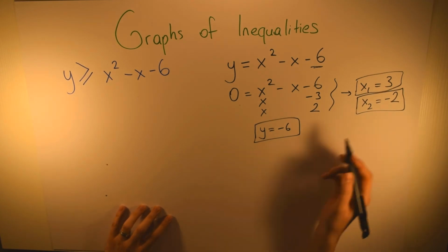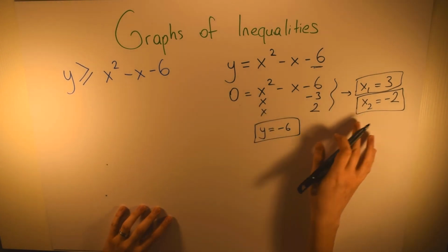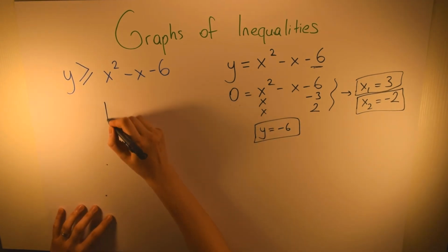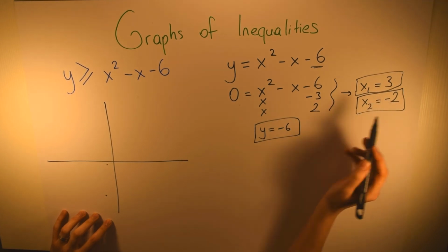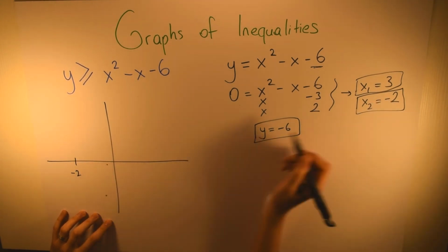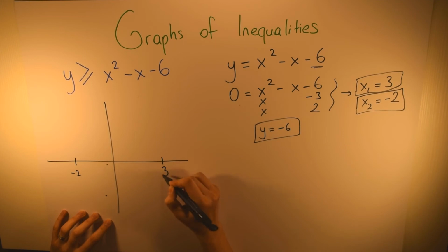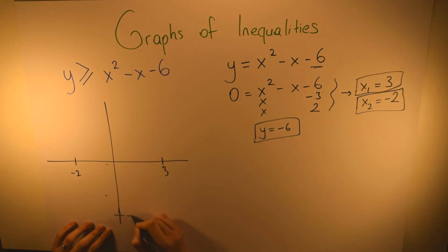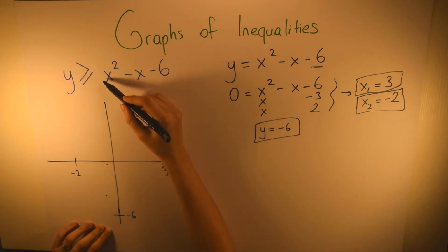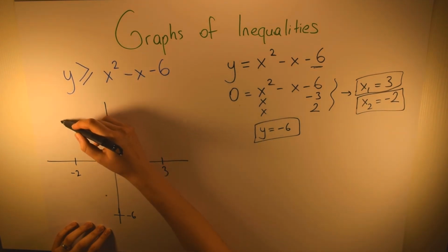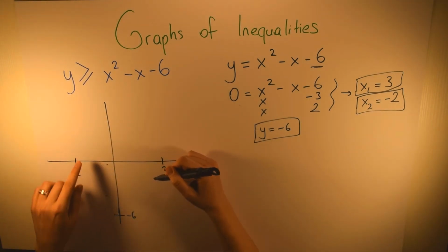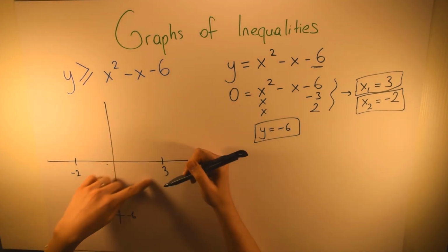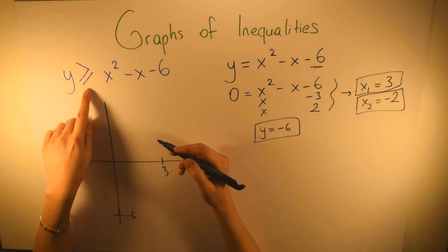Okay, so after finding these points, I will just go and put these points on the graph. Here we have -2, here we have 3, and we have -6. Somewhere here. So since your a is greater than 0, it will be something like this. Okay, your parabola. And you should draw the curve of this parabola as a normal curve line, since there is also equality here.